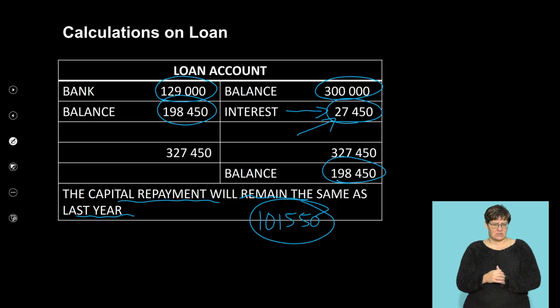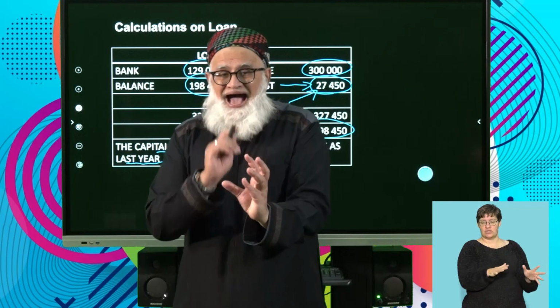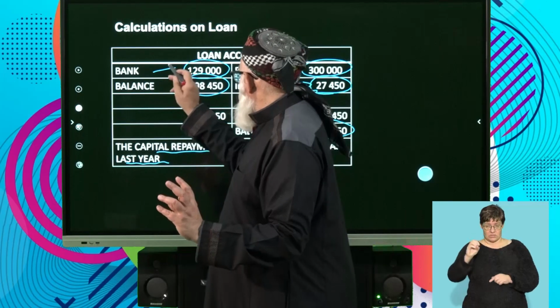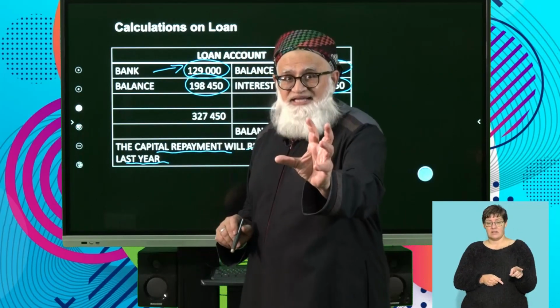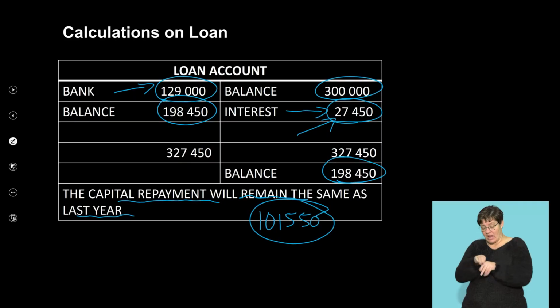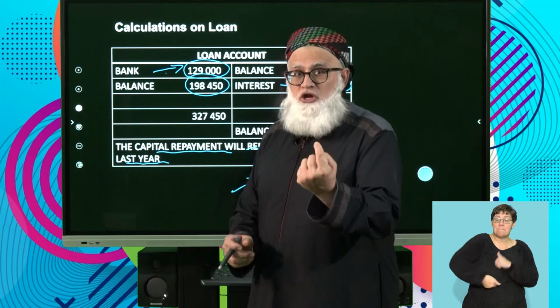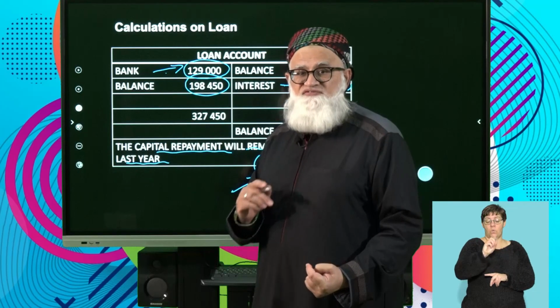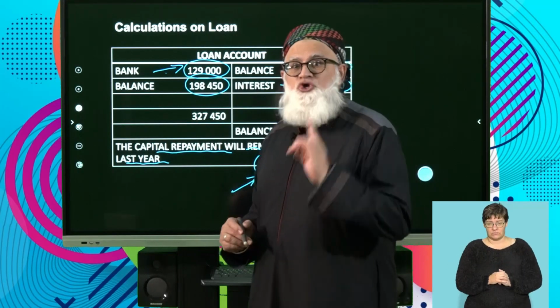What was the 101,550? So you've paid the bank a total of 129,000. Clearly you can see it, right? Of that, you had interest to the value of 27,450. So therefore, if you subtract the interest, bank minus the interest, it gave you a figure of 101,550, meaning your capital repayment on the loan was 101,550.